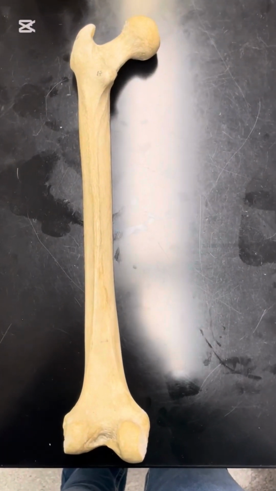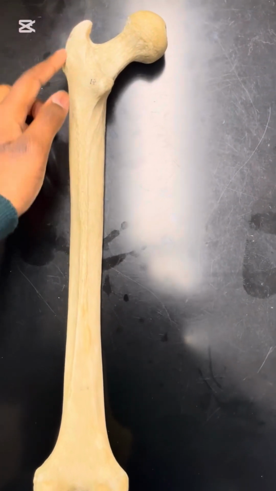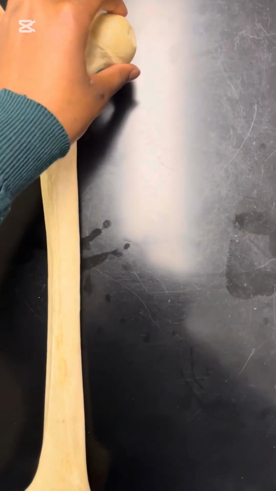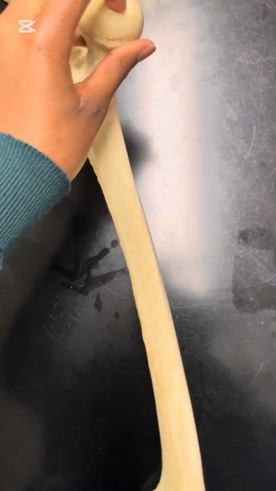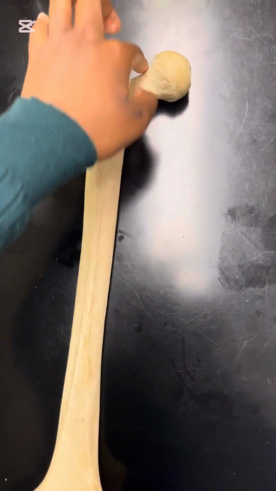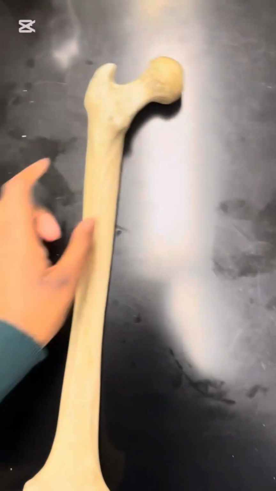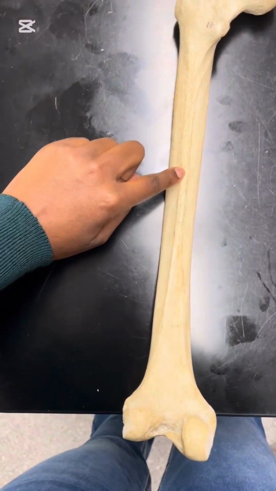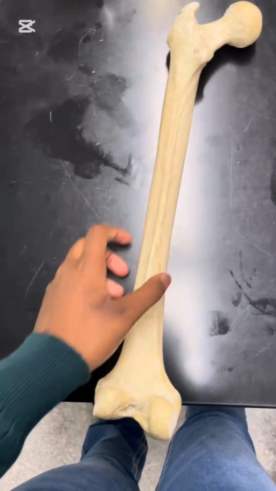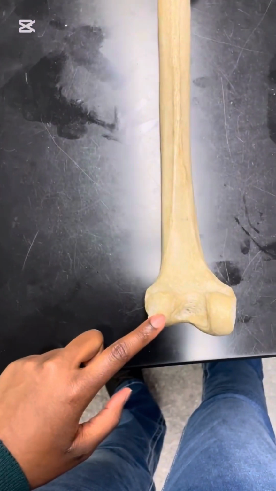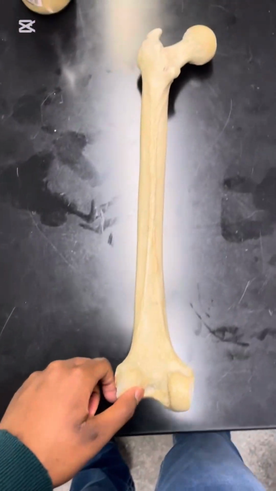This is the femur. Right here is the greater trochanter, and then right here is the femoral head, and this is the fovea capitis right here, the hole, and then here's the neck right here, and then we have the lesser trochanter, and then right here is the linea aspera. Right here is the shaft of the femur. Then we have the lateral condyle, and then we have the medial condyle, and that's the femur.